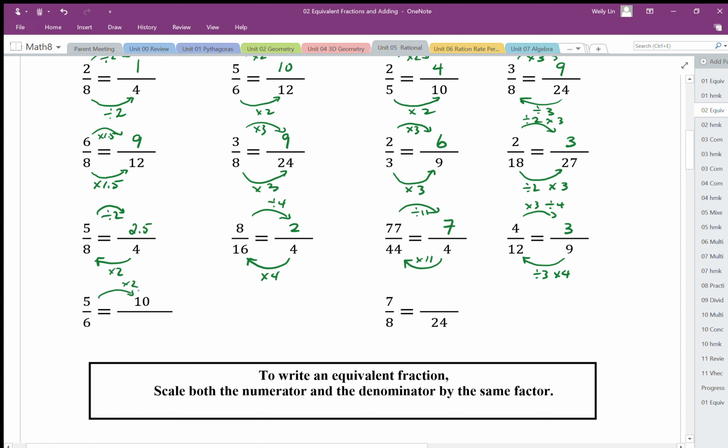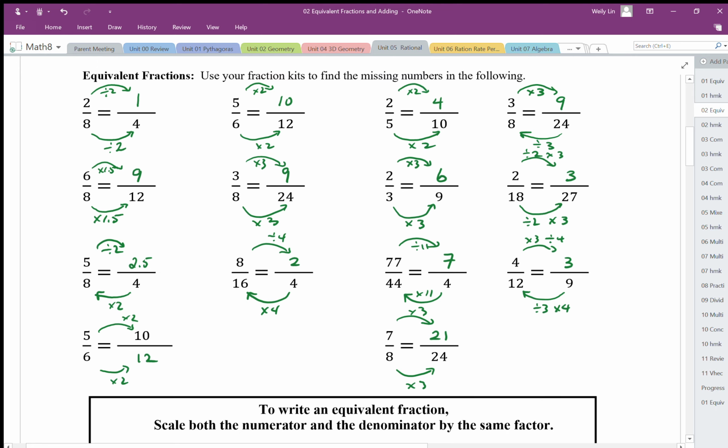So there's a times 2 here, times 2 here. Here we have a times 3 and times 3. So we end up with 21 over 24. Again, we want to scale the top and bottom by the same amount. So this is where our multipliers and divisors come in. For now, I want you to show me these multipliers or divisors and show me that you're using the same on the top and bottom, or if you're going in the opposite direction, you can use times instead of divide or divide instead of times.